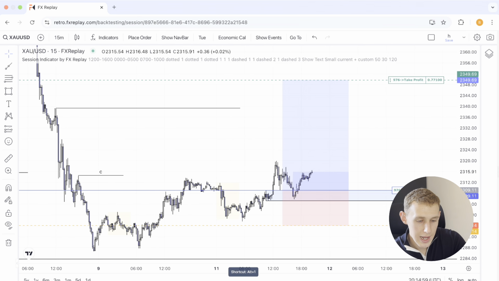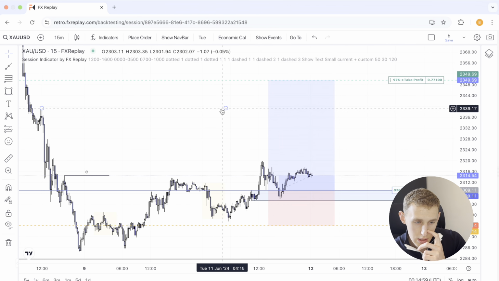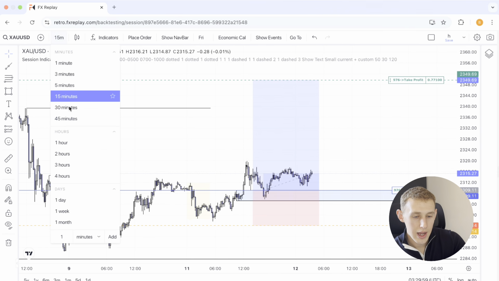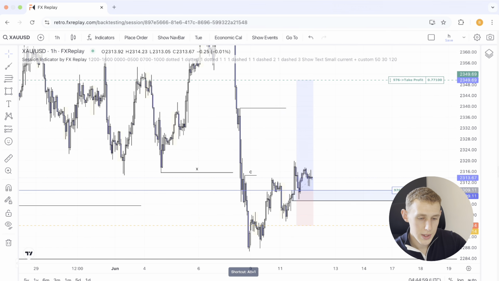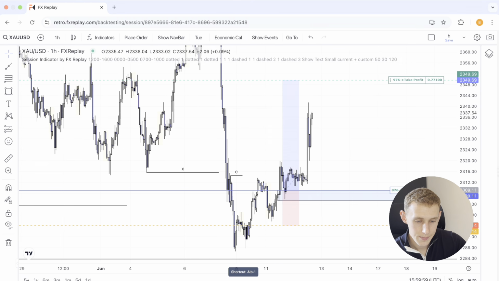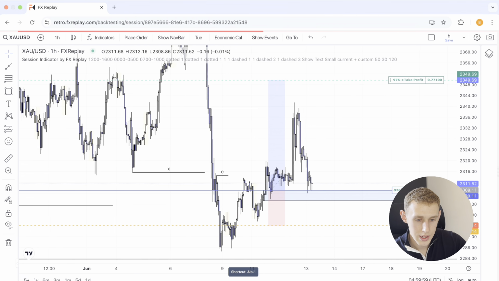I should have ideally had a smaller stop than that, just so I could get away with targeting that high before 1 to 3 was hit. But let's see how it goes. If it's a loss, it's a loss.